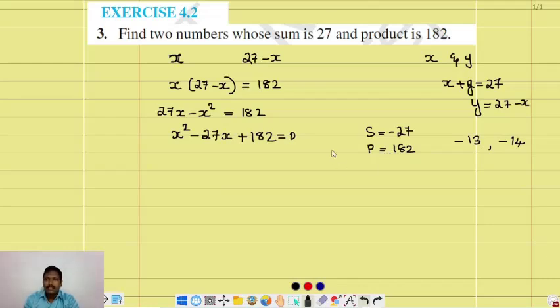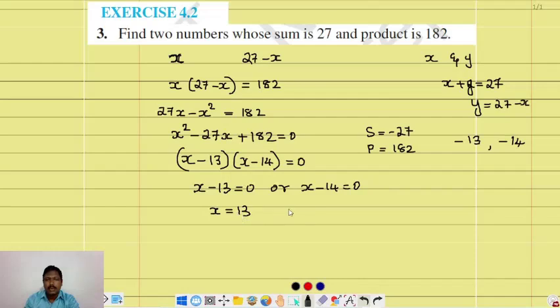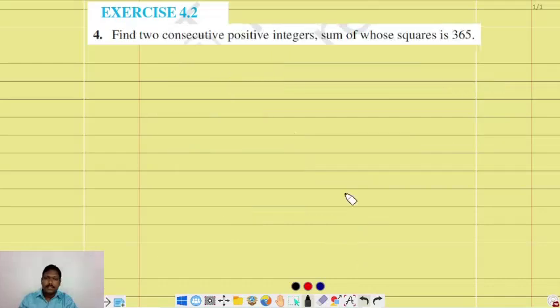So what do we get? We can directly write it: (x minus 13)(x minus 14) equals 0. So x minus 13 equals 0 or x minus 14 equals 0. From this we get x equals 13, or from this x equals 14. So the numbers are 13 and 14, whose product is 182 and sum is 27.